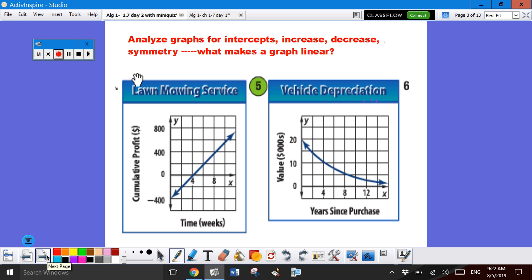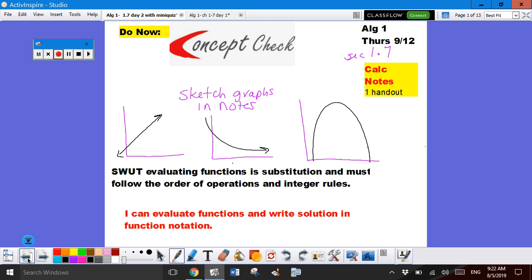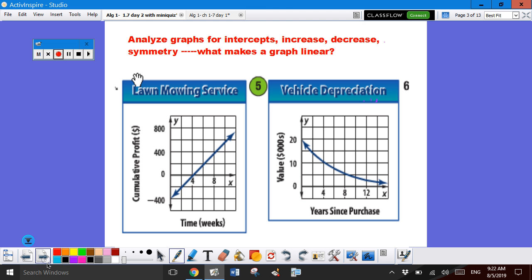Okay, so let's take a look at these graphs. You should have sketched kind of these graphs. You should have these 3 drawn. We're going to make a few notes on here. So obviously, this is a linear graph. We know that this is a positive slope because it's going up. So there definitely is an increase in that one. As time passes, my profit increases.